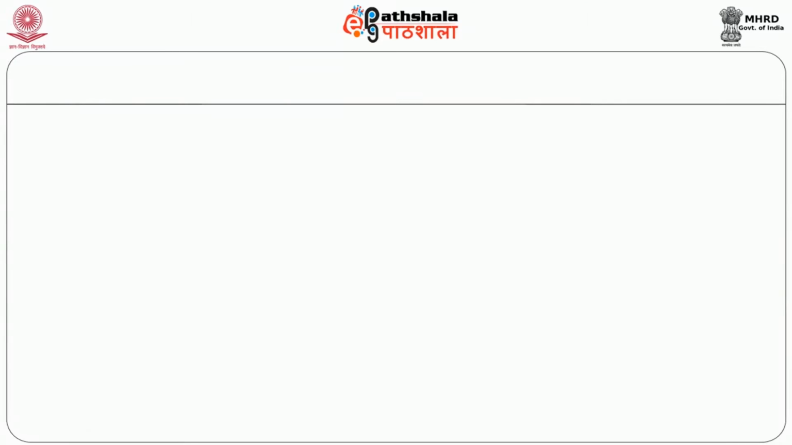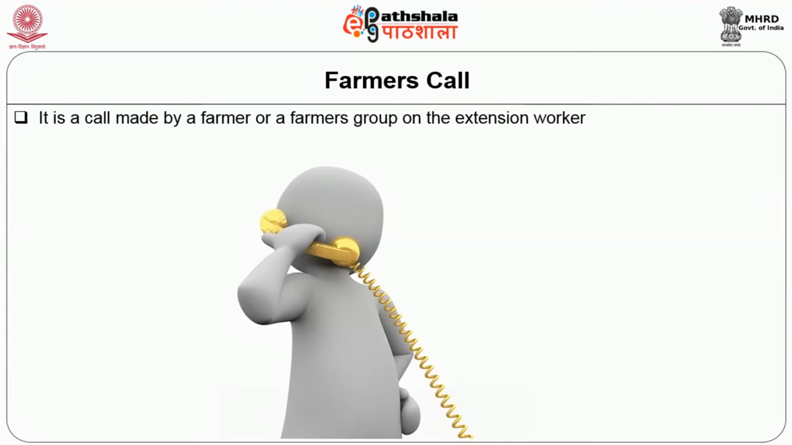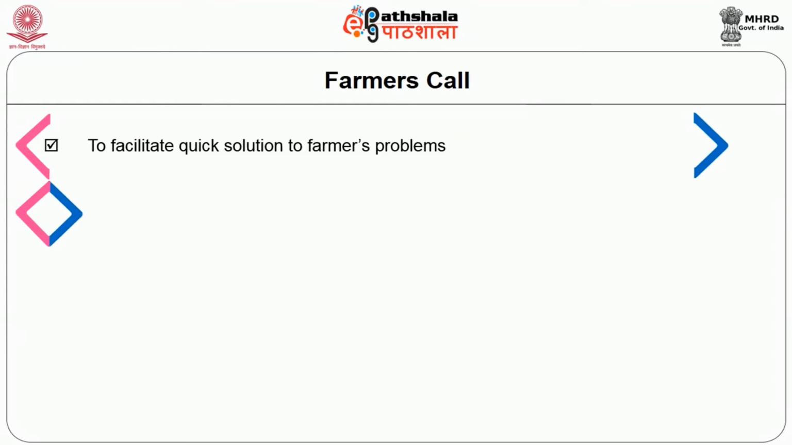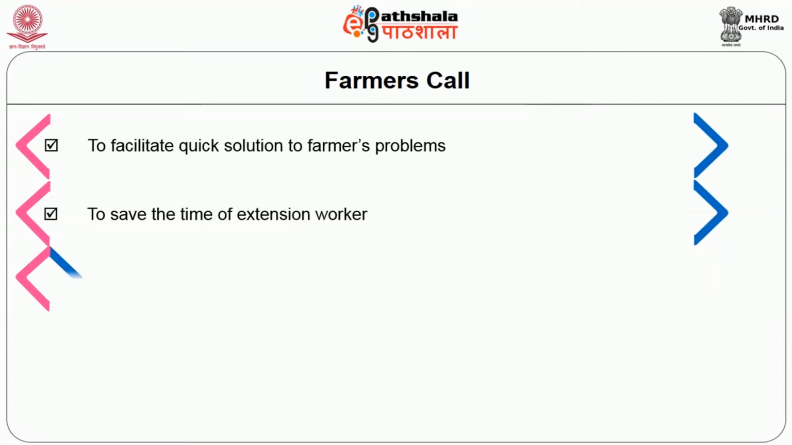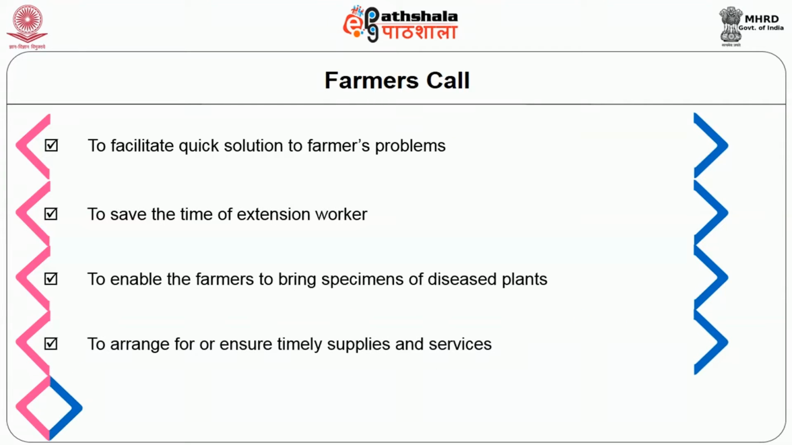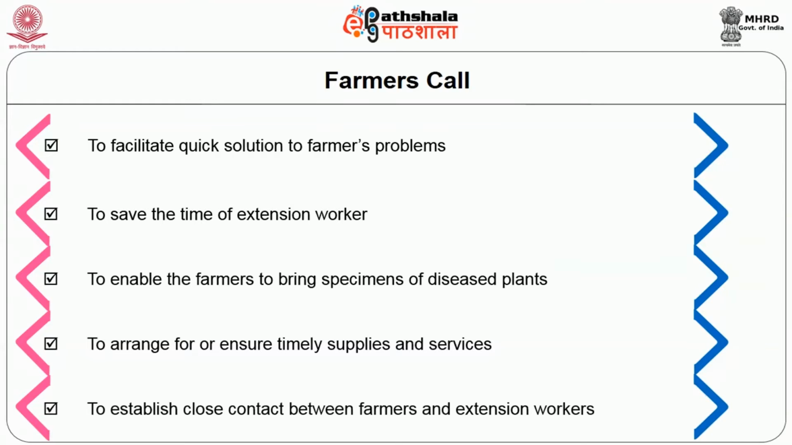The next individual contact method is the farmer's call. It is a call made by a farmer or a farmers group on the extension worker at his office to get information or other help needed or for making acquaintance with him. The objectives of the farmer's call are to facilitate quick solution to farmers' problems, to save the time of the extension worker, to enable the farmers to bring specimens of diseased plants or insect pests, etc., so that the extension worker can identify them and give necessary advice to the farmers, to arrange for or ensure timely supplies and services, and to establish close contact between farmers and extension workers.